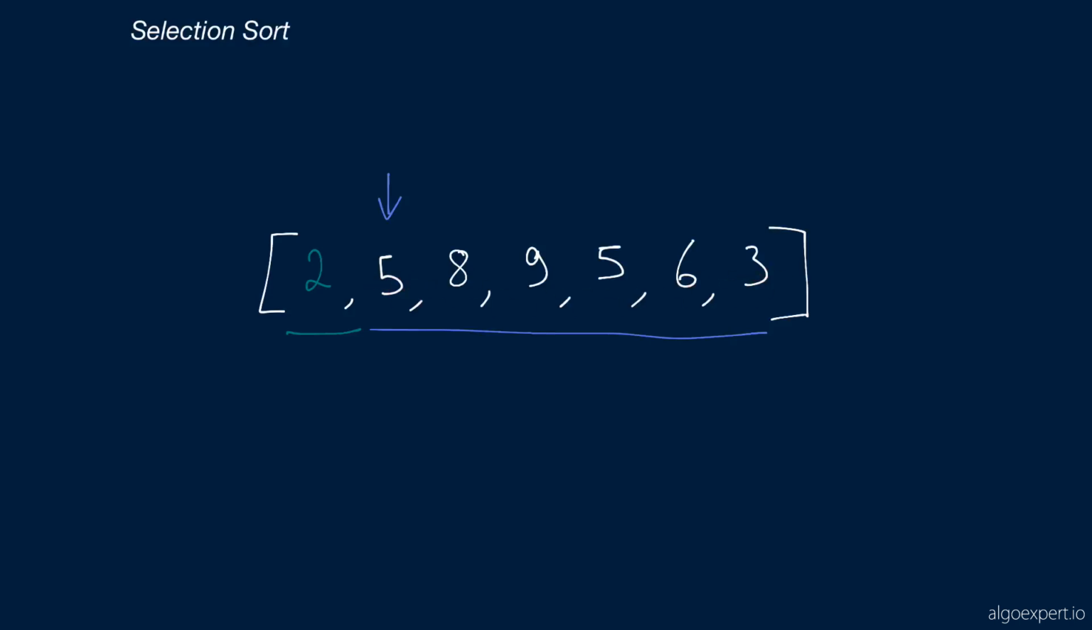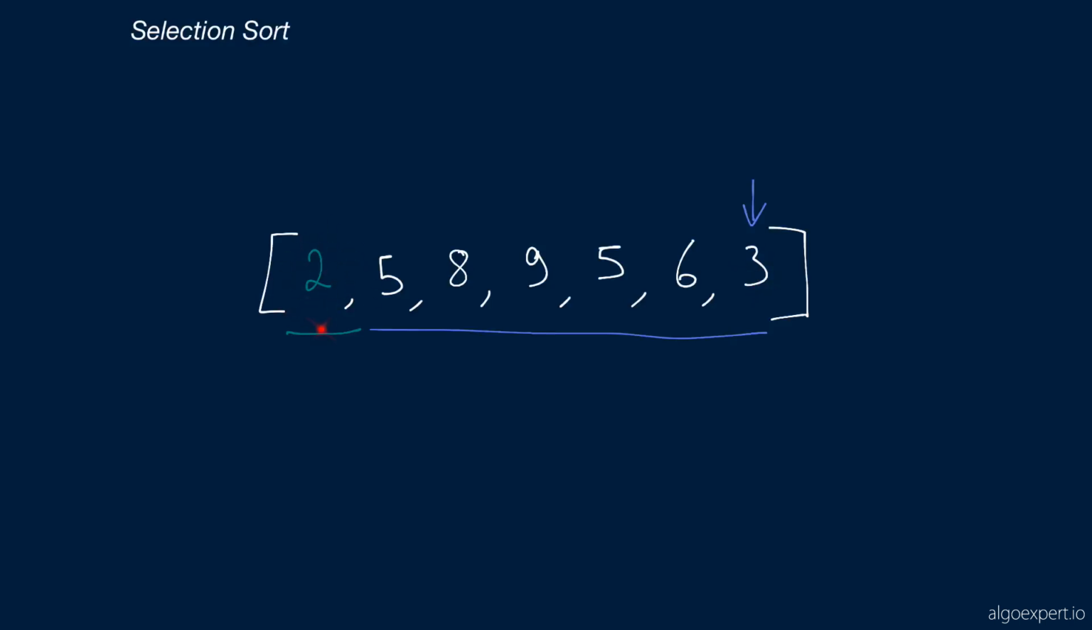Start traversing the unsorted sublist. Get to this 8. Is 8 smaller than 5? No, it's not. Is 9 smaller than 5? No, it's not. Is 5 smaller than 5? No, it's not. They're equal to each other, so we don't need to do anything here. Is 6 smaller than 5? No. What about 3? Yes, 3 is smaller than 5, so we can move the arrow above the 3. And now we're done. We no longer have numbers left in this unsorted list.